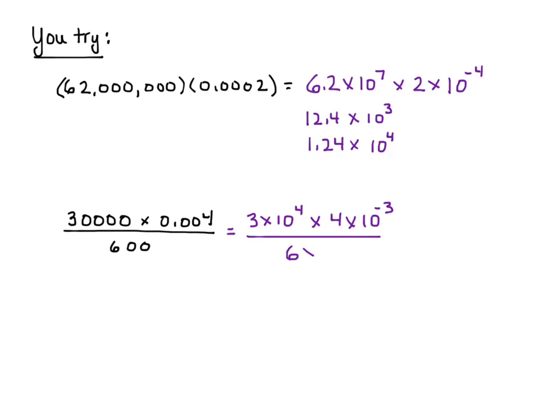Okay, on the second one, we have 3 times 10 to the 4th times 4 times 10 to the negative 3rd divided by 6 times 10 to the 2nd. So if you look at the 3 times 4, that's 12 divided by 6 is 2, so that one works out. And then you have the exponents of 4 minus 3 make 1, and then minus 2 from the denominator makes a negative 1, and so you get 2 times 10 to the minus 1.